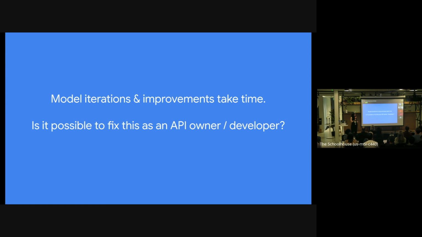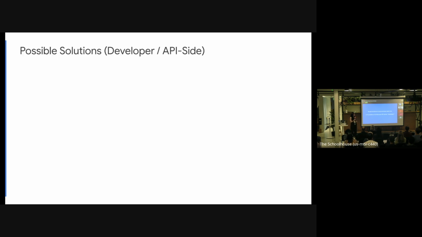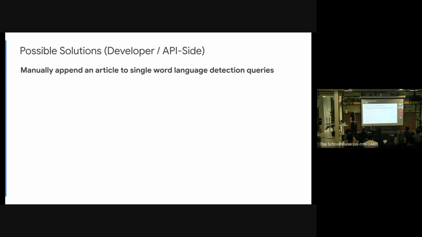So you might be thinking, this sounds more like a model result quality problem. Like, what does that have to do with you? Model iterations and improvements take time. Is it possible to fix this as an API owner and a developer in the meantime? Let's find out. You can manually append the article to the word to try and improve result quality.